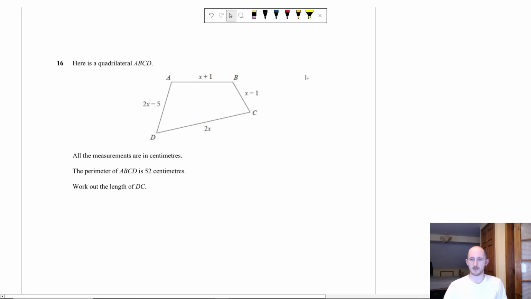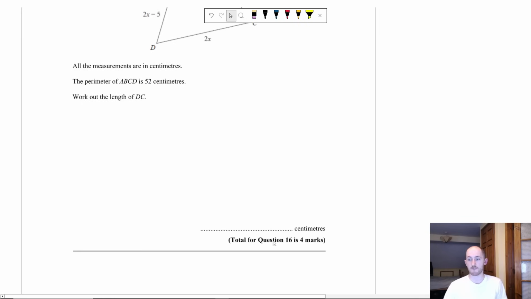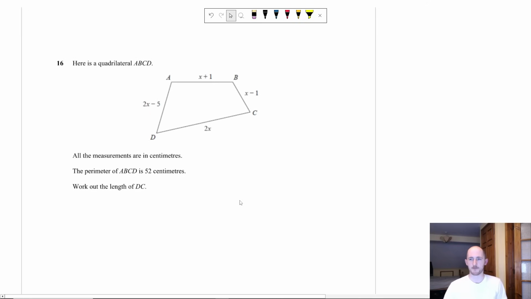So here's a quadrilateral ABCD. All the measurements are in centimetres. The perimeter is 52 centimetres. Work out the length. And if you notice, 4 marks. Okay? Again, this is a question where you need to use the information one by one. Just slowly work your way through, okay? 4 marks means you can spend around 4 minutes doing it, okay? Which is quite a long time.